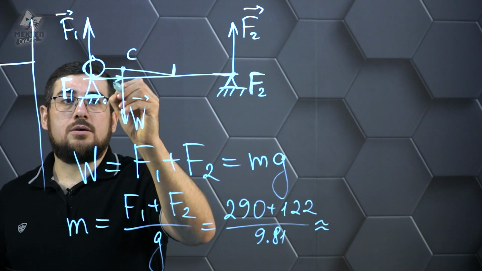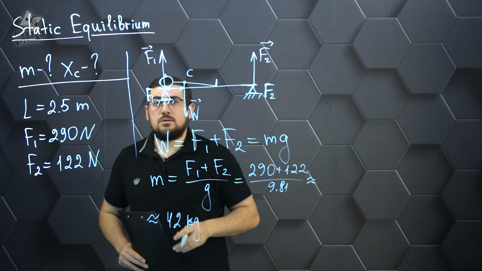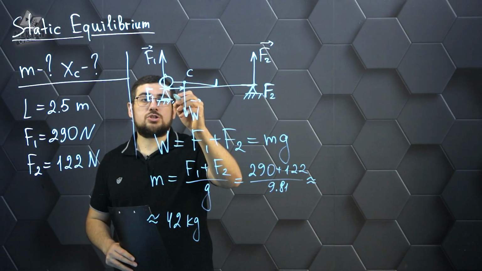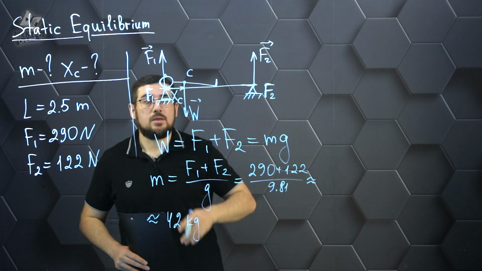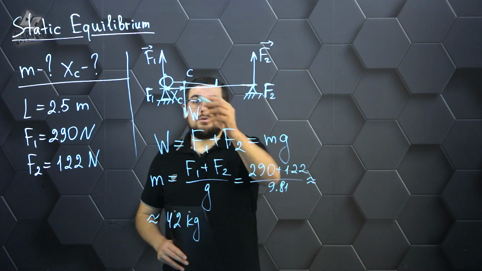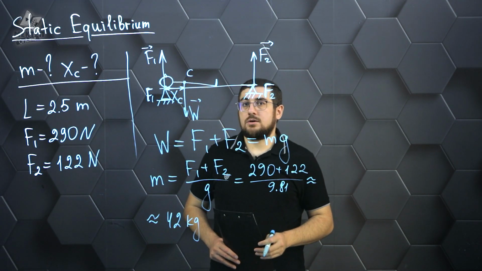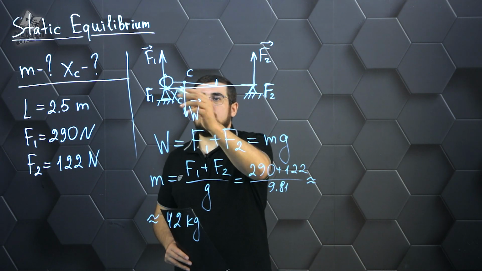The distance for the first force, its lever arm, is precisely the magnitude of the position of the center of mass relative to the head. And accordingly, the second remaining distance will be the distance equal to the length of the board minus the given distance to the center of mass.